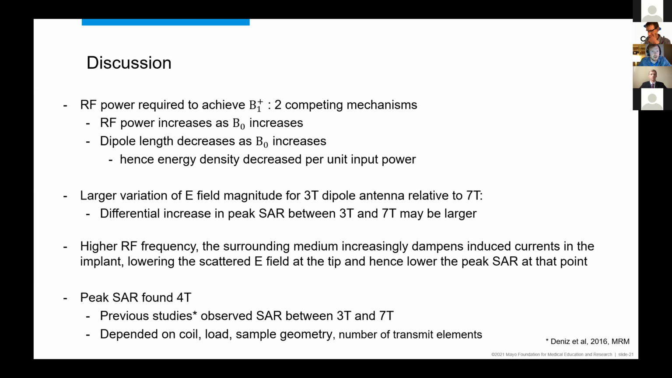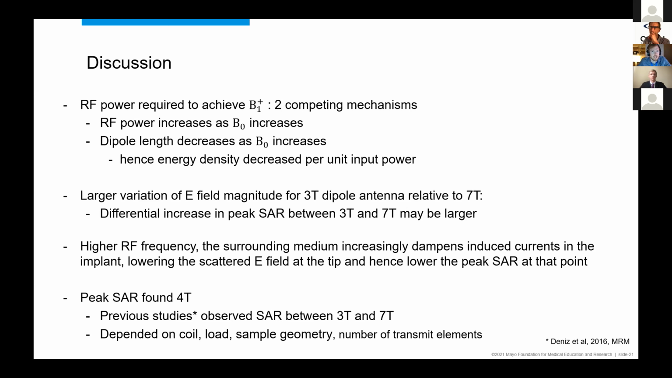However, because our dipole length in general is changing size, particularly decreasing in size as our main magnetic field increases, the energy density per unit of power is also changing. So that's kind of why we saw after we did our normalization, the 3 Tesla required more power than the 7 Tesla, this is a possible explanation for that.